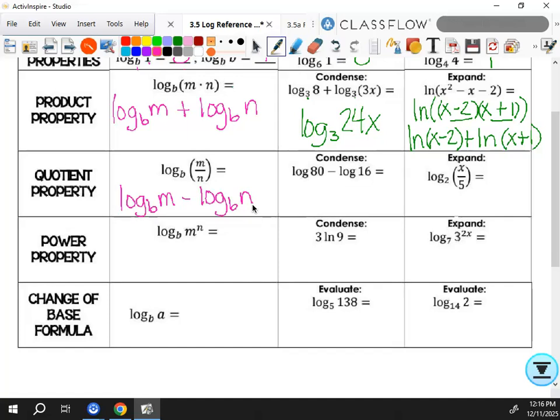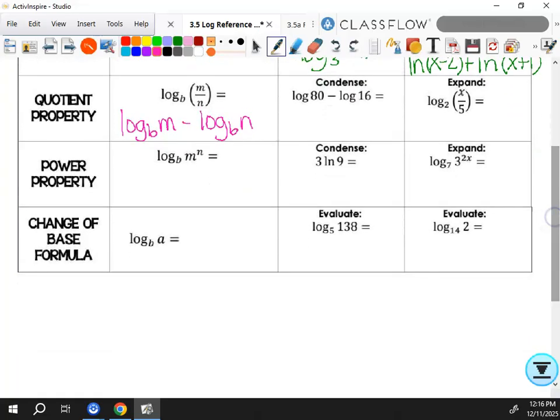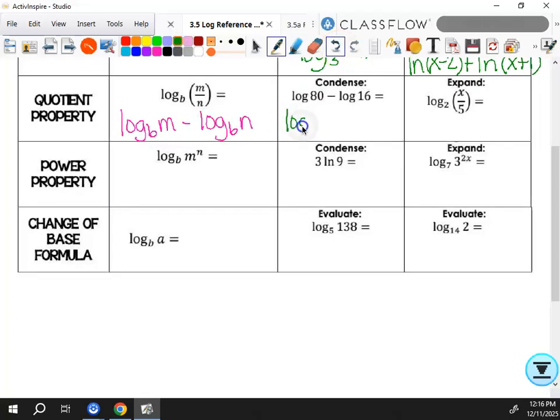So if I condense them, again, they have to have the same base. So what is the base of these two logs here? 10, okay? And I don't have to write it. So it's just log, I would just have log of 80 divided by 16. And then what is 80 divided by 16? 5, very good. Okay.